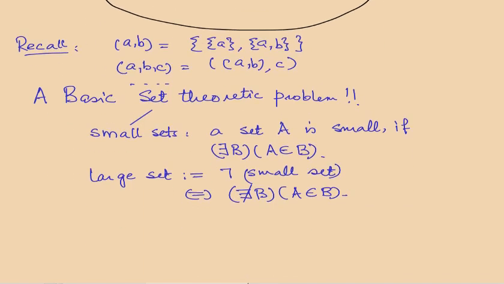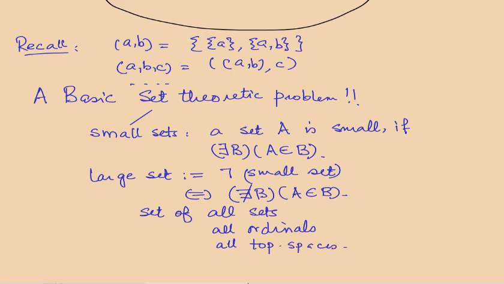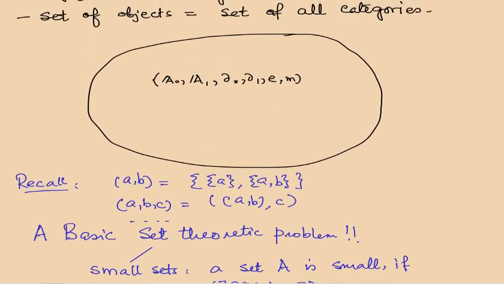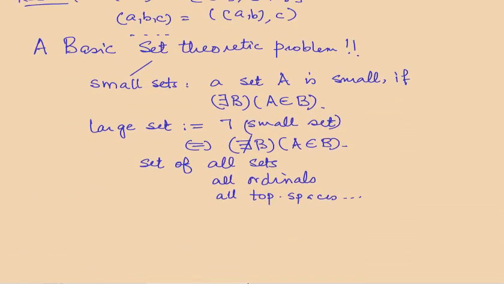Examples: the set of all sets, the set of all ordinals, the set of all topological spaces, and so on. These are all large sets. You cannot put them inside another set. So, if my A0 was a large set... but in this case, a small set is basically a set defined in a certain universe, a defined universe. Yes, they are small sets, because they belong to that universe.